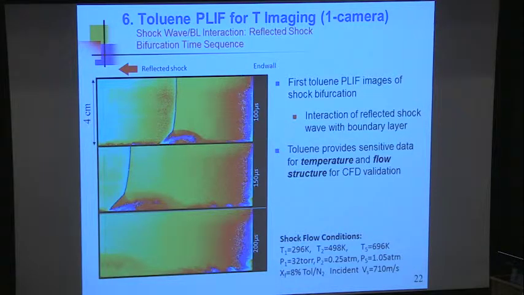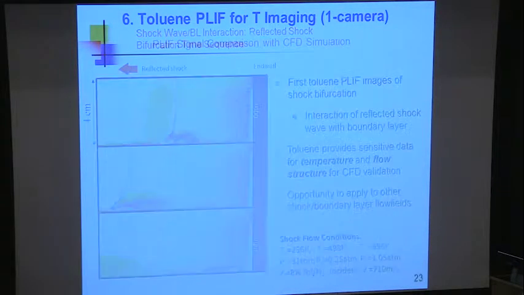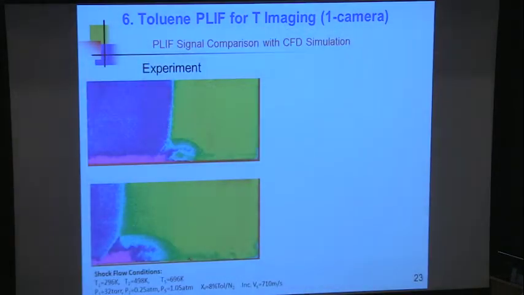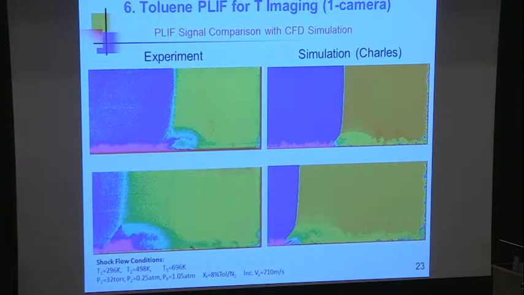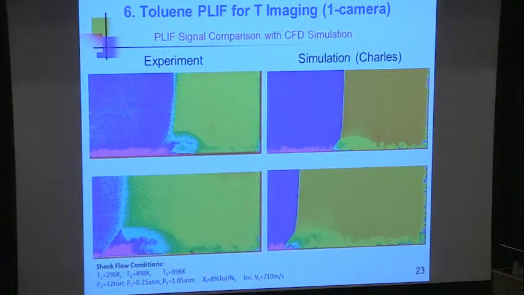No experiment is perfect. There's always a problem. But there were some simulations. Let's see, there's the experiment, and here's I think that's the simulation. Oh, here's the simulation. The program is called Charles. I'm not sure who wrote it. Anyway, there's some good similarity between this side and this side.